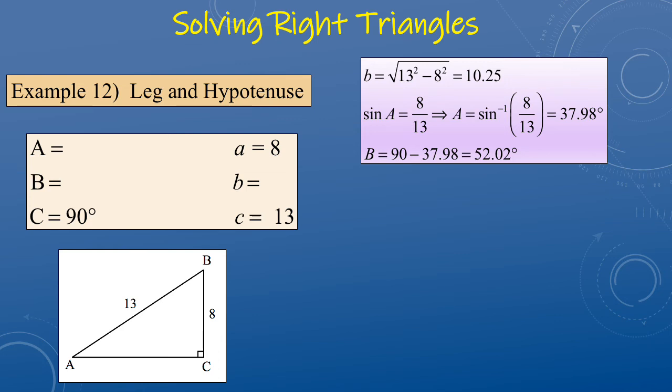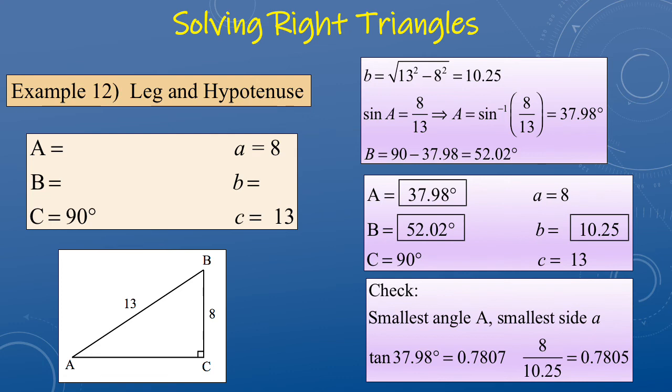So sine of A is equal to 8 over 13, which means that A is the inverse sine of 8 over 13. And that gives us 37.98 degrees. We can find B using angle A. So B is equal to 90 minus 37.98, and angle B is equal to 52.02 degrees. So our final answer is that A is 37.98 degrees, B is 52.02 degrees, and little b is equal to 10.25.